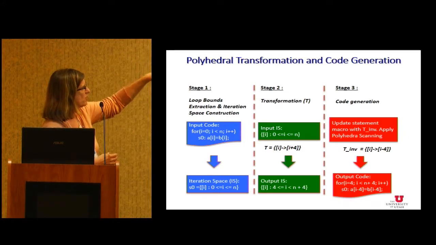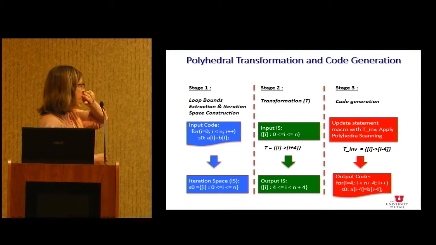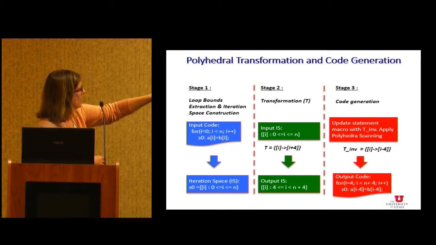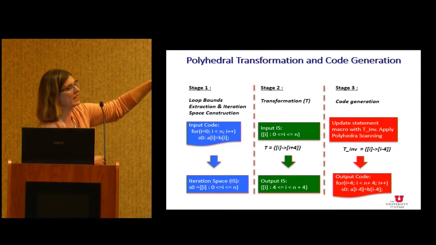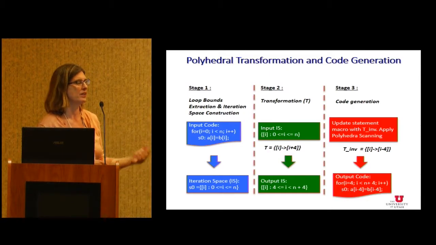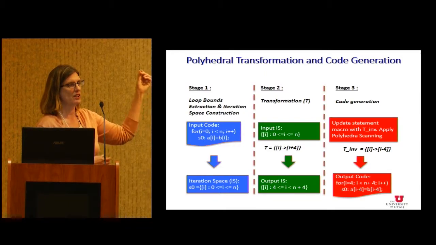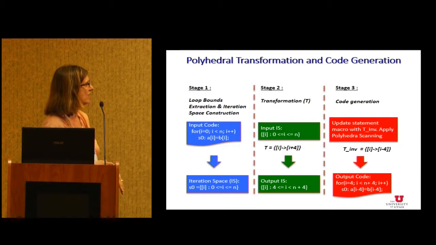So now we're going to apply transformations. I'm going to do a simple transformation where I'm shifting the iteration space by 4. And so that's going to give us this output iteration space that I is from 4 to n plus 4. And then we're going to generate the code. We now need an inverse of the transformation to figure out what to do to statement S0. And so that inverse is a relation that I is mapped to I minus 4. And then we're going to generate the code, okay?